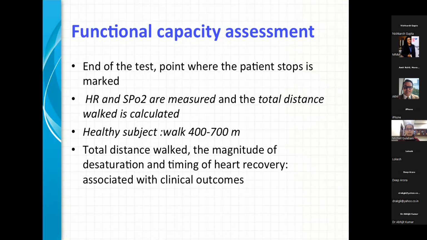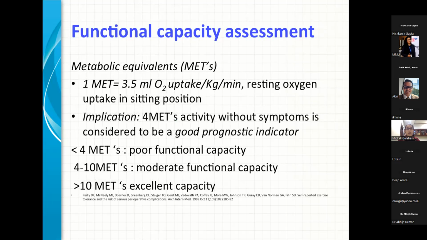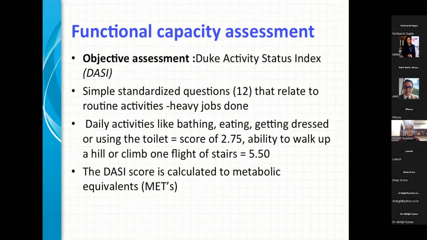Besides this, the magnitude of desaturation and timing of heart rate recovery are very significantly associated with the clinical outcomes. A commonly used measure is the METs, or metabolic equivalents, and activity without symptoms is considered to be a good prognostic indicator. However, the objective tests have more clinical implications, like the Duke Activity Status Index, which is a simple test of 12 standardized questions that range from routine activities to heavy jobs done.